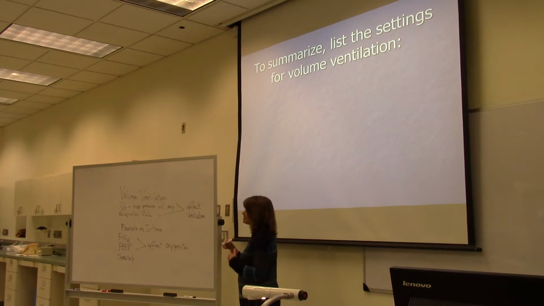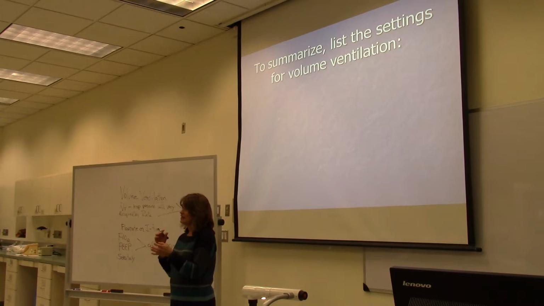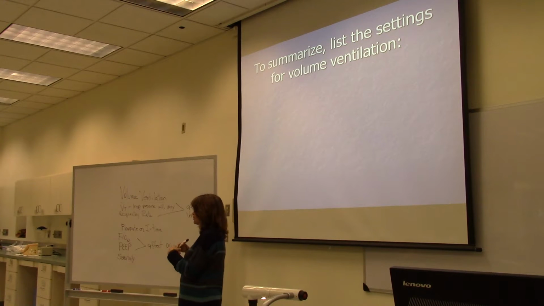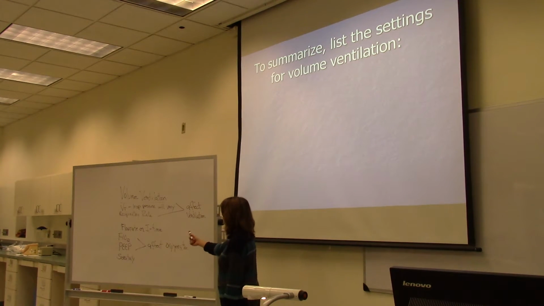So when you get a blood gas and the CO2 is not in the range that you want it to be in, then you would adjust your tidal volume or respiratory rate. If you get a blood gas and your oxygenation is not where you want it to be, that's when you would change your FiO2.